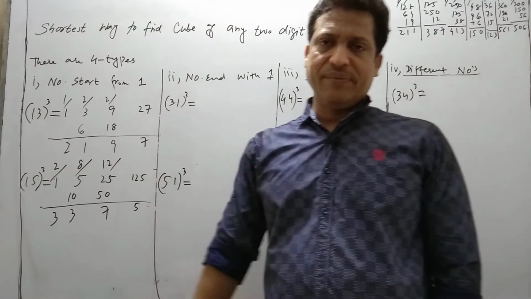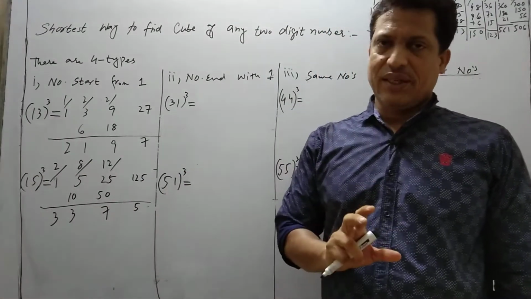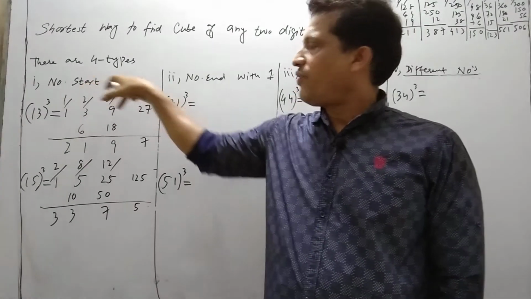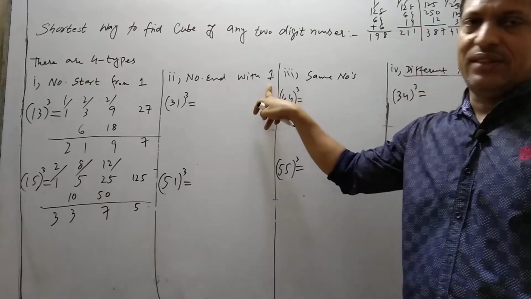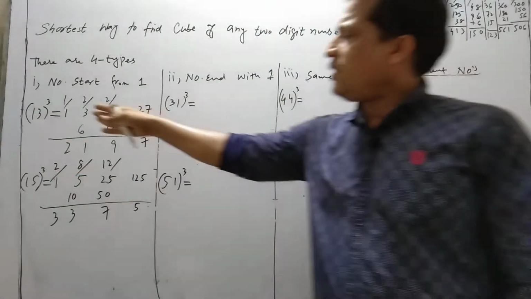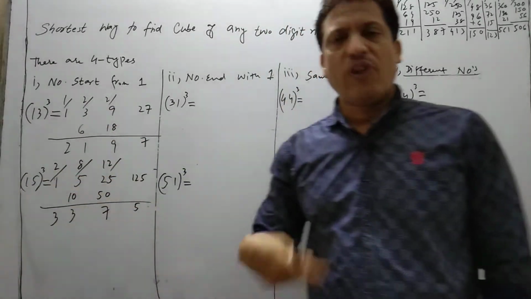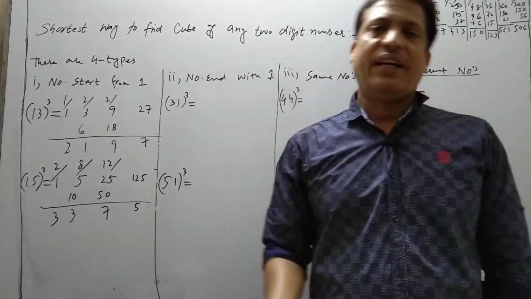I hope you understand. You just take 5 seconds to find the cube of any number when the number starts from 1. Now take the second case. For your practice, you have to find 16 cube, 17 cube, 18 cube, 19 cube as well.